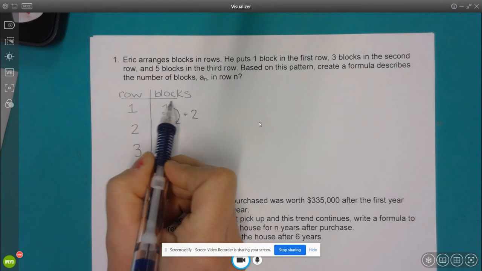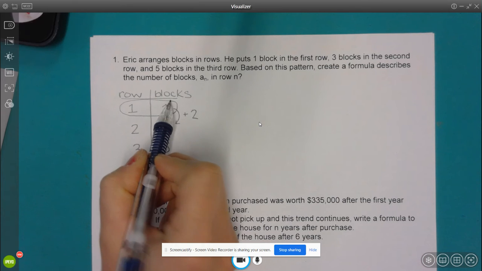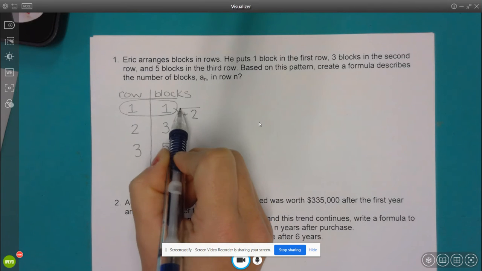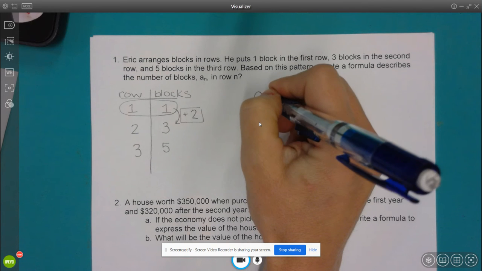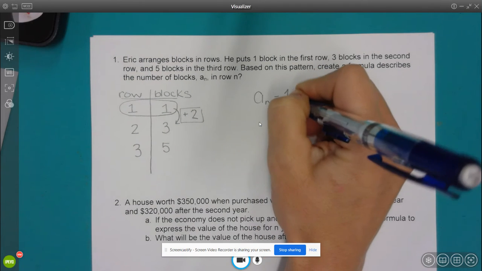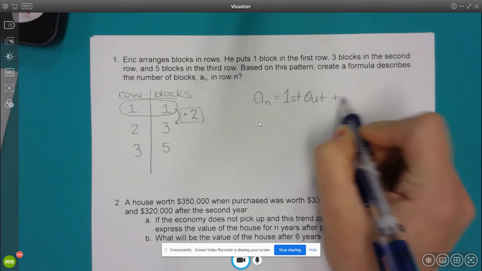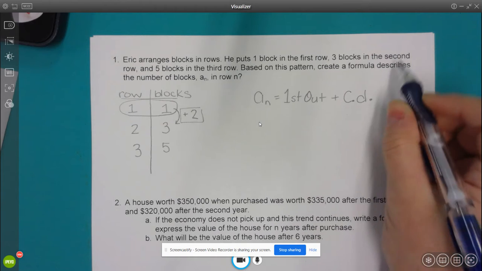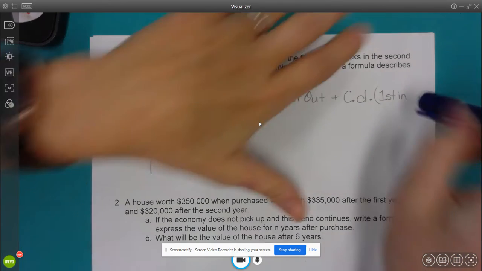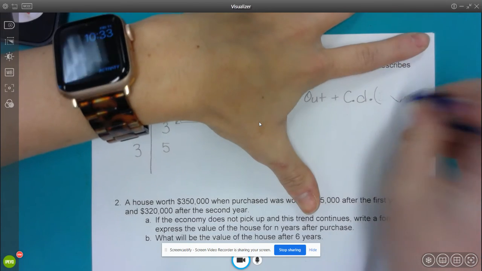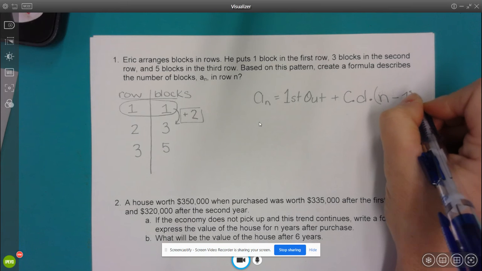So I'm going to make an explicit formula in this case. I need both of these pieces of information, and I need the common difference, because what I'm going to fill in is my first output plus my common difference times n, this will always be n, minus my first input.